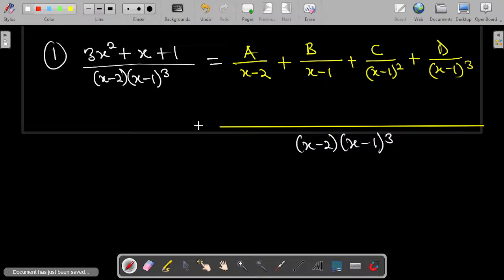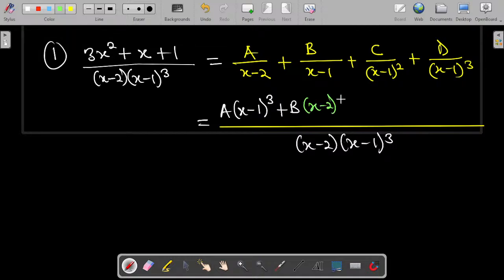So if x minus 2 divides, you have only x minus 1 raised to the power of 3 left. So here you have a into x minus 1 raised to the power of 3. Then you bring down your plus. You can also bring down your b. So x minus 1 will divide. It will cancel only 1. So 2 will be left. So you will have x minus 2, and under here you will have x minus 1 raised to power 2.